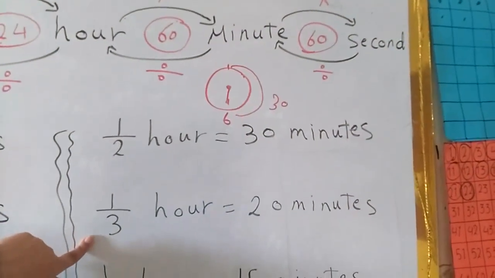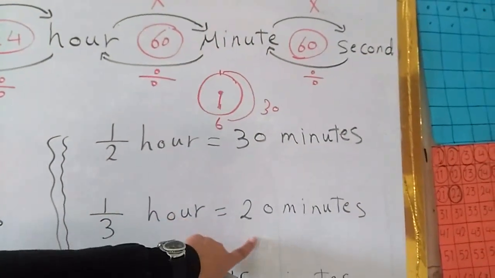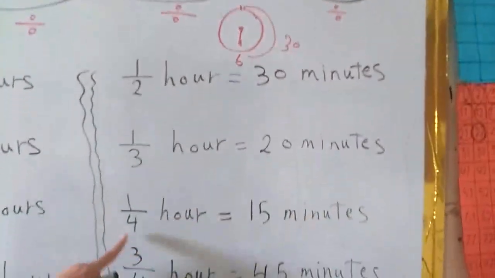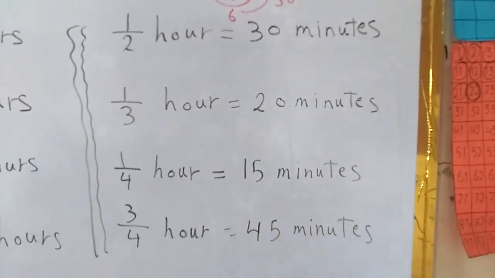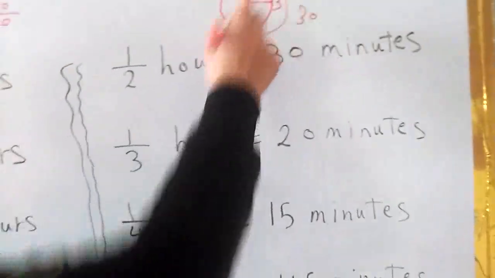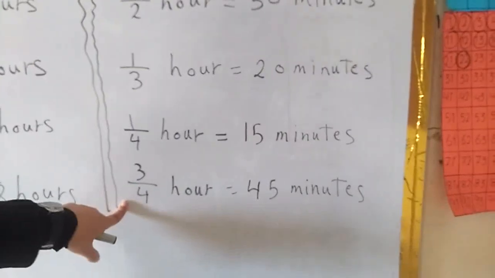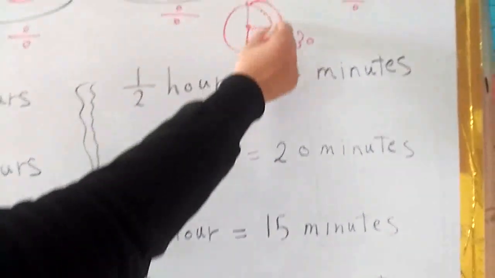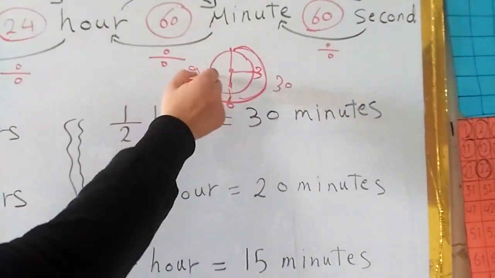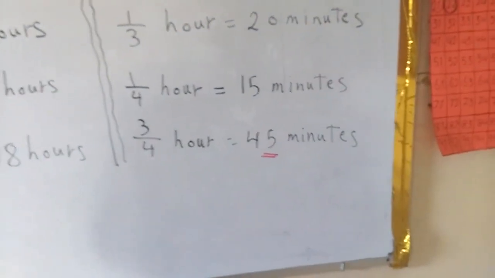A third of an hour equals how many minutes? We divide 60 by 3, which equals 20 minutes. Put a 0, 60 divided by 3, 6 divided by 3 equals 2. And a quarter hour equals 15. We know the quarter hour is on number 3. So this is a quarter hour, 15 minutes. For 3/4, we are on number 9: 15, 30, and 45 minutes. So 3/4 of an hour equals 45 minutes.